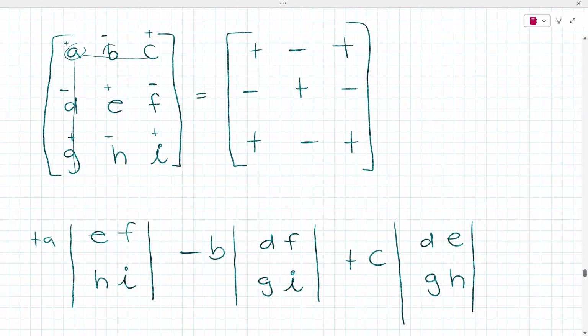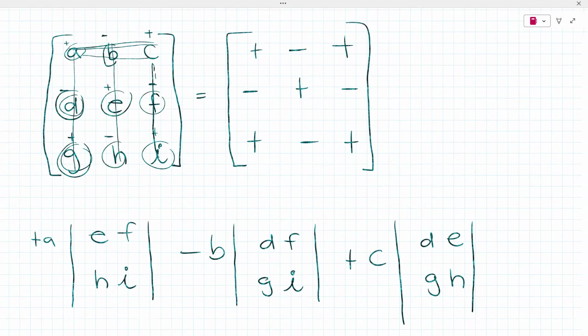Whatever this coefficient is, doesn't matter if it's positive or negative, you're going to put an extra minus if you need to. Just like that, for the other one, you ignore the row and you ignore the column, so you're left with D, F, G, I. And the third one, whatever this number is, it's going to be positive, and you ignore the row and the column that has C, so you're left with D, E, G, H. Then you take the determinant of a 2 by 2, which is easy.